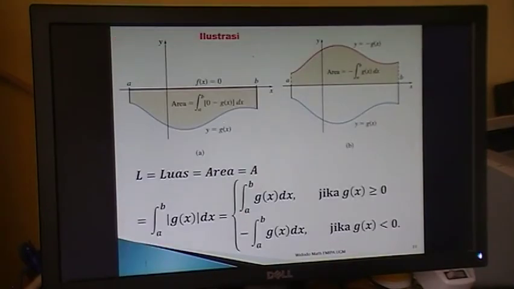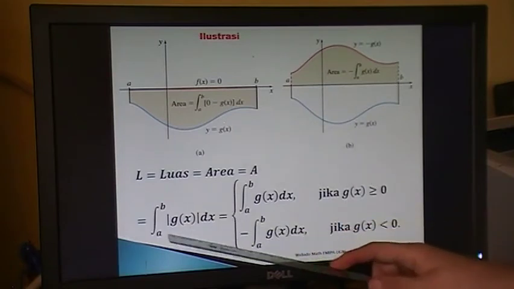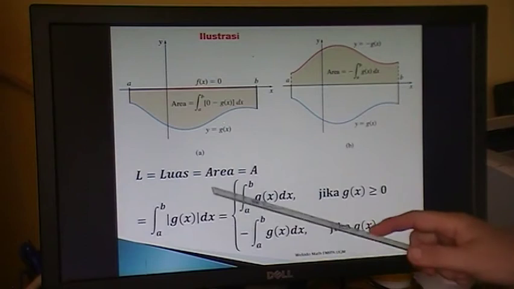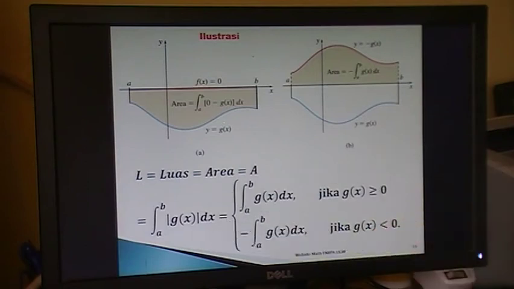So that's all. That's the conclusion of the first session: the area formula is actually the integral from a to b of the absolute value of the integrand dx.